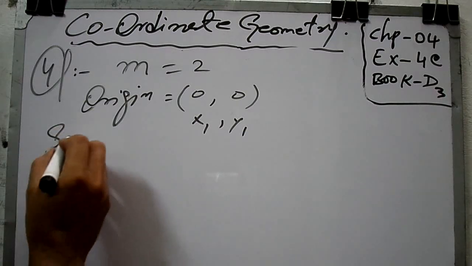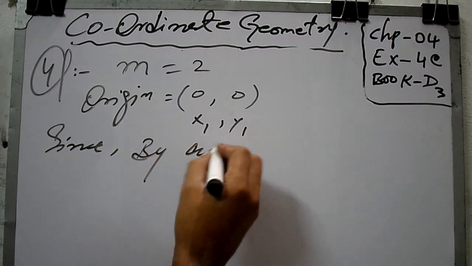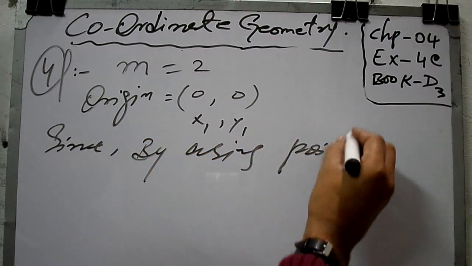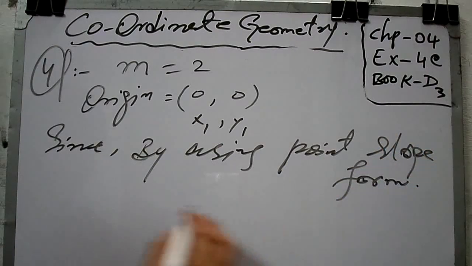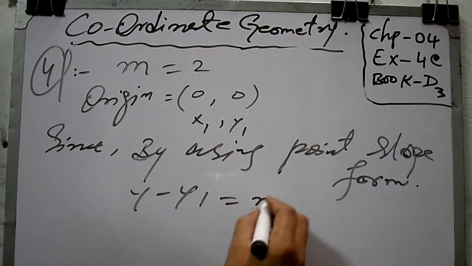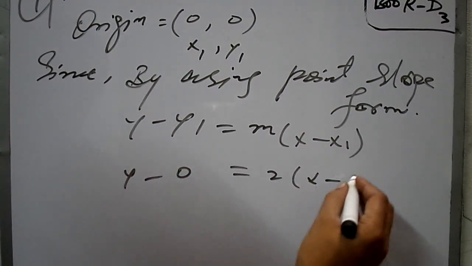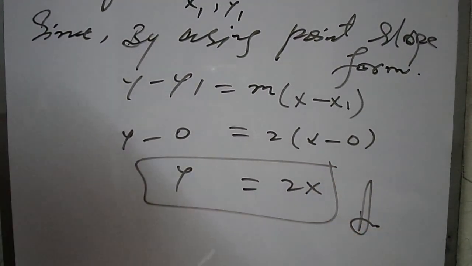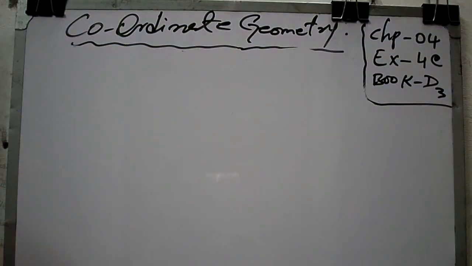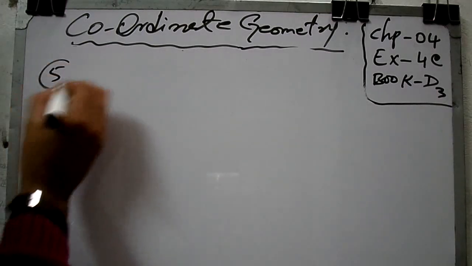So since we have the equation in point slope form, by using point slope form, that is y minus y1, putting the values, so y is equal to 2x, so that is the result. Now question number 5.